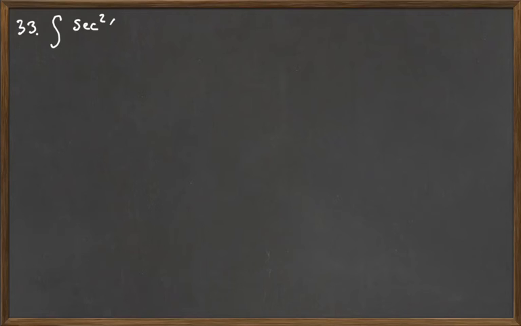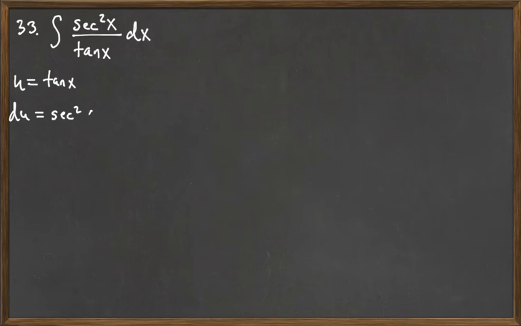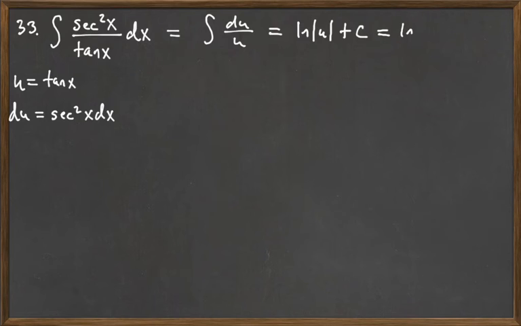So how about secant squared x over the tangent of x dx? And so if I notice that the derivative of tangent is secant squared, there's my u substitution right there. U is tangent of x. Du is equal to secant squared of x dx. Nice clean substitution. So that's the integral of du over u, which is equal to the natural log absolute value of u plus c, and replace that u with the tangent of x.